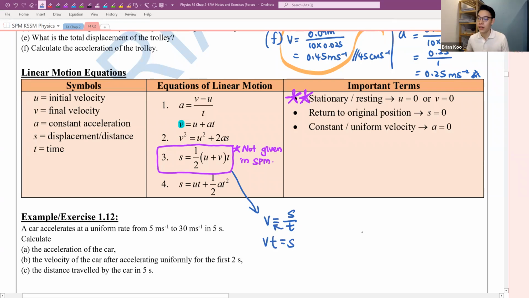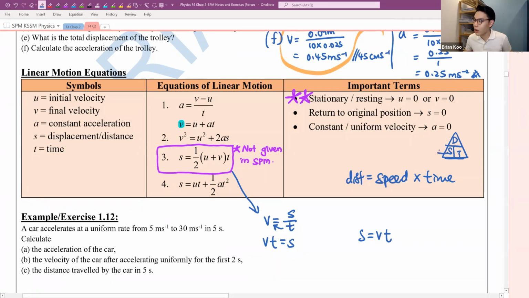Okay, so we know that displacement is velocity times time. Or the more familiar formula will probably be distance equals speed times time. You learned this in PT3, right? Sorry, my bad. Speed is distance divided by time. Or in this case, we are dealing with velocity.